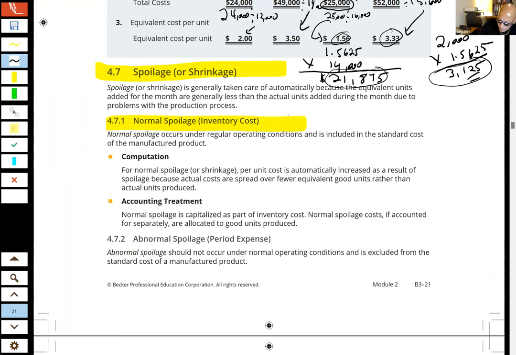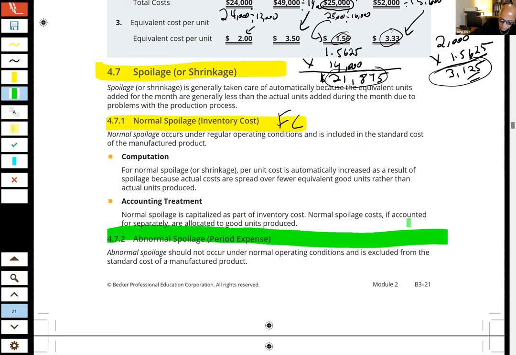Now, if it's abnormal spoilage, we treat that as a period expense. The reason we treat abnormal spoilage as a period expense is that we had some weird thing happen that we're not expecting to happen again. And so we want that to hit the income statement to reflect it in the period that it happened.